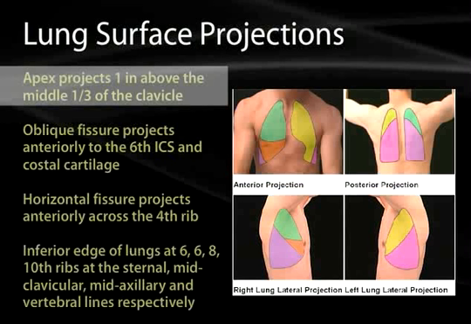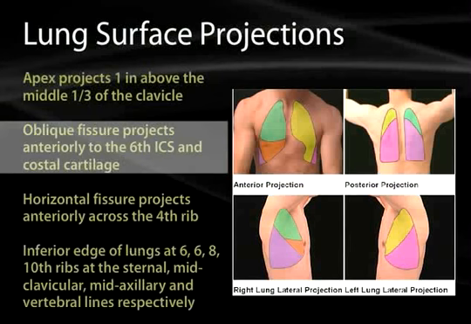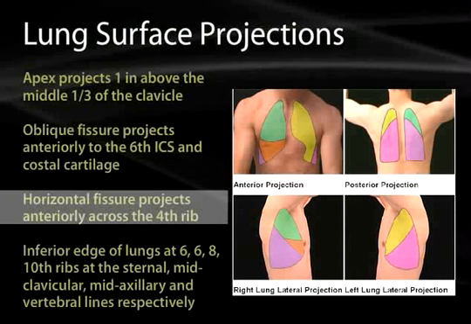The lungs will have surface projections, and it's important to have a good mental understanding of what's happening with the surface projections. One important thing that you should remember is that the oblique fissure will separate the superior and inferior lobes of both lungs. And on the right, where there are 3 lobes, it will also have the separation with the middle lobe being above it.